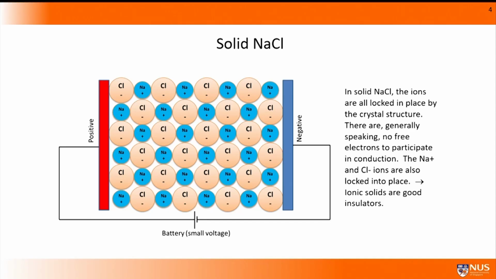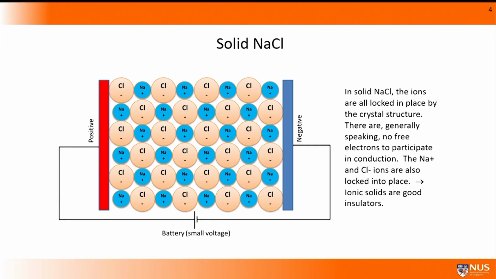You could imagine hooking up a battery to two electrodes, positive and negative, and start turning up the voltage on the battery. You're going to be able to reach an incredibly high voltage before you get the salt to become conductive. The electrons in the crystal are so tightly bound to their host atoms that it's difficult to attract them to the positive electrode or to repel them from the negative electrode.